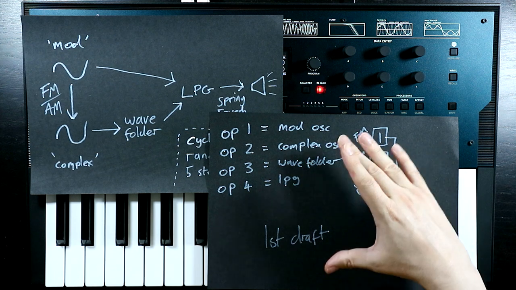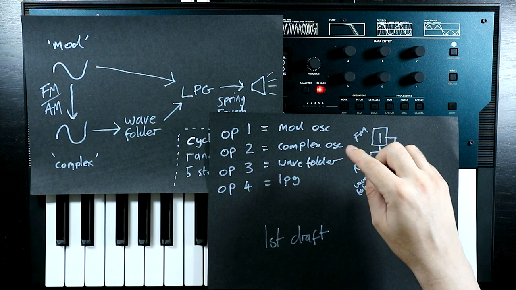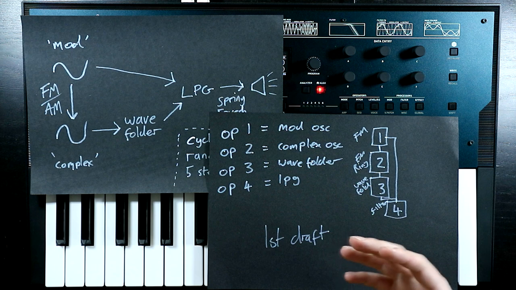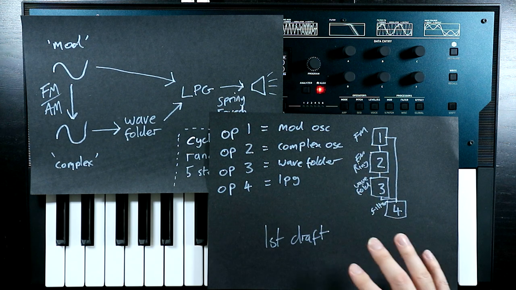So I was using just four operators here. Operator 1 was going to be the modulator oscillator. Operator 2 was going to be the complex oscillator, but without the wave folder. Operator 3 was going to be the wave folder itself. And then operator 4 was going to act as a low pass gate.